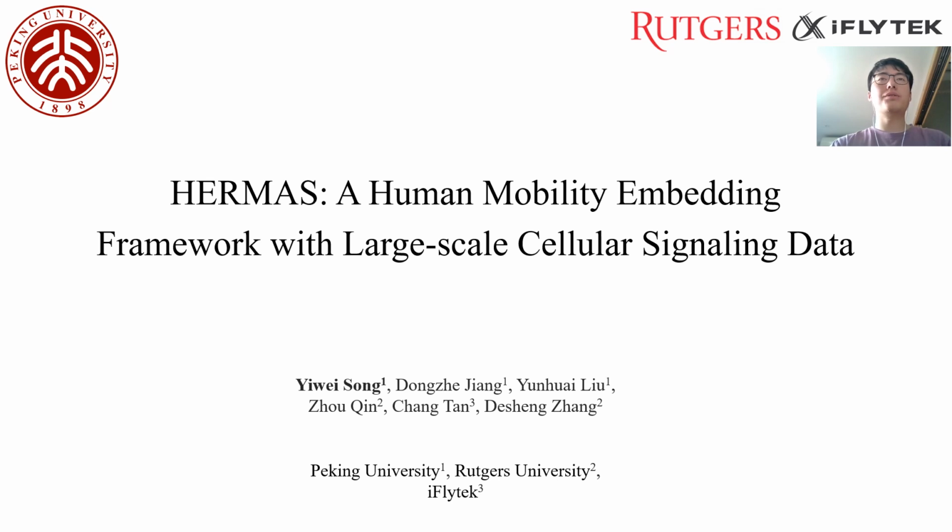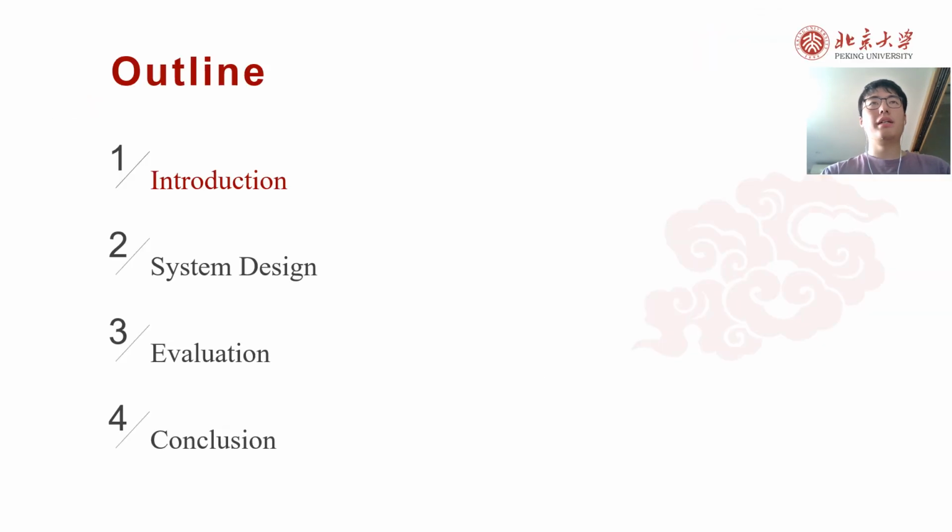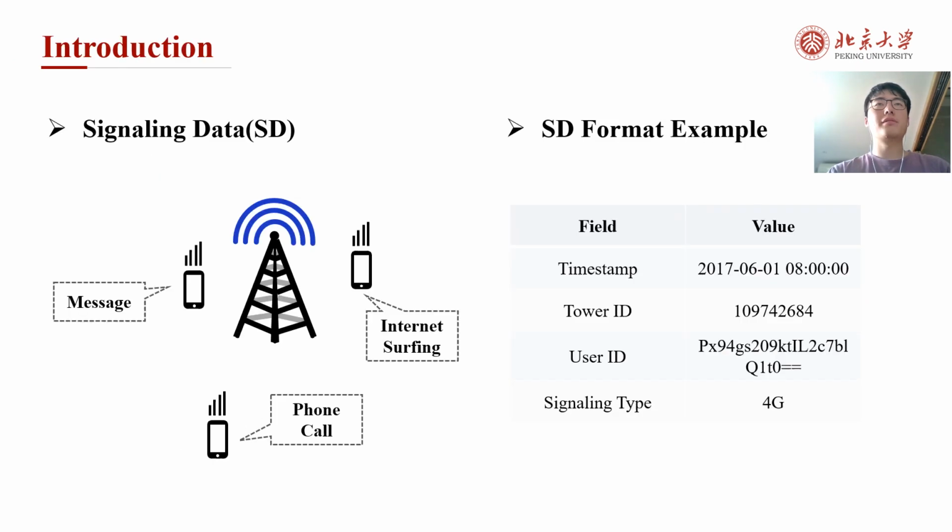It is my honor to present our paper, HERMAS, a human mobility embedding framework with large-scale cellular signaling data. This is a joint work with Rutgers University and IFLA Tech. Let's see the outline of this presentation. I will first begin with the introduction of this paper.